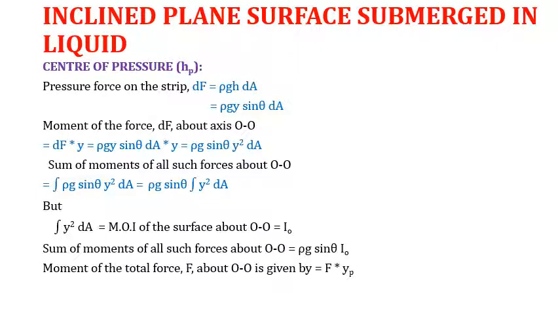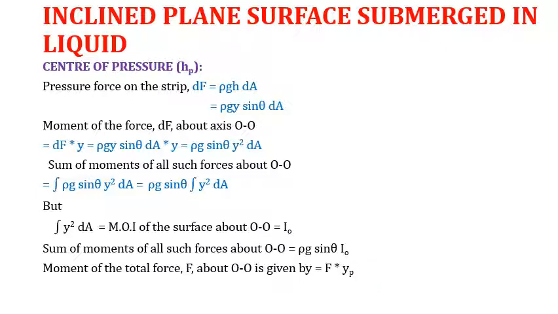For the summation of moments of all the forces about the OO axis, we take the integral, and we can take rho g sine theta outside, and we'll get integral y square dA. This indicates the second moment of area about the OO axis, since we are taking the distance from the OO axis, which is y. The moment of inertia about the OO axis is given by I naught. We are using the symbol I naught here. So the moment of the total pressure force F about the OO axis is given by F into yp.